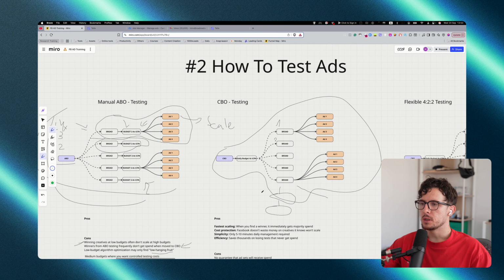That is an issue if you want to test a lot of ads. If you're making new ads every day, you don't really test them because they stay with like $5-10 ad spend a day, and you urgently need new winners. So that's why in these cases sometimes we use ABO.